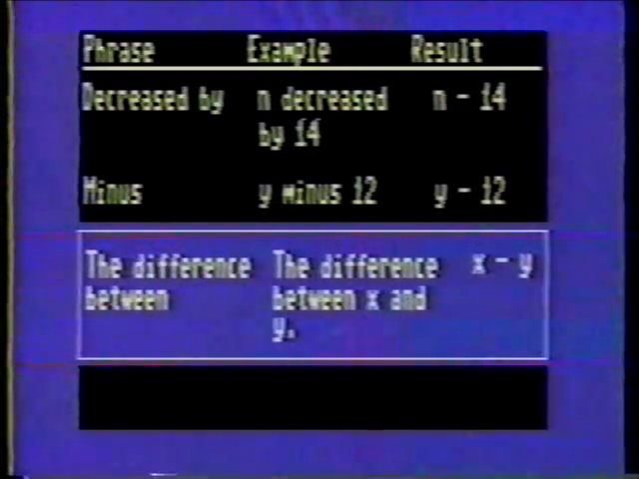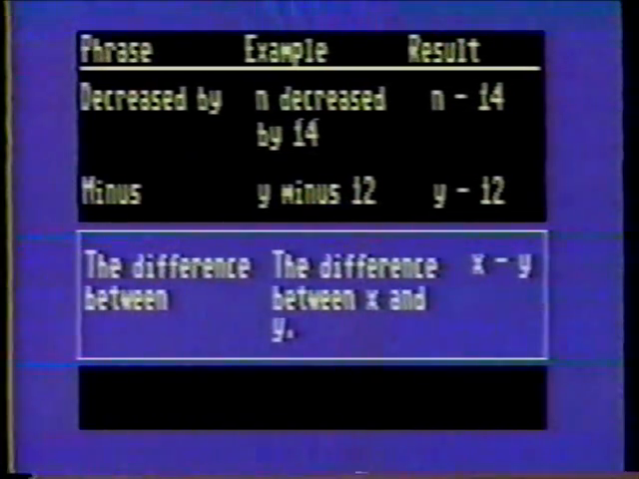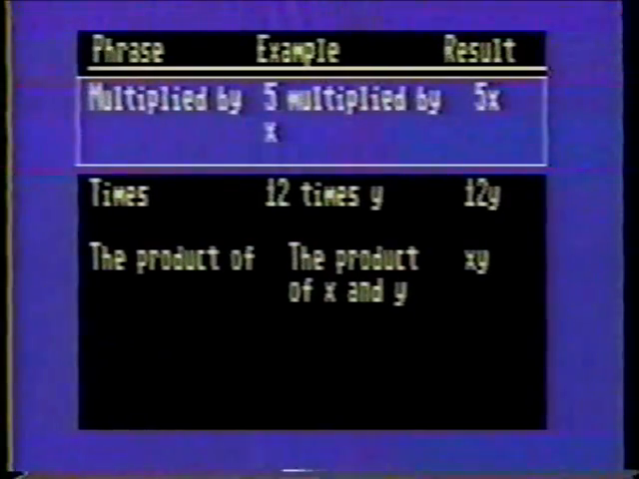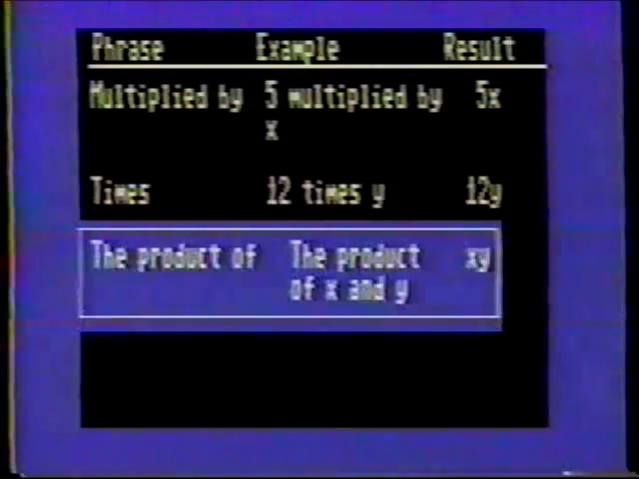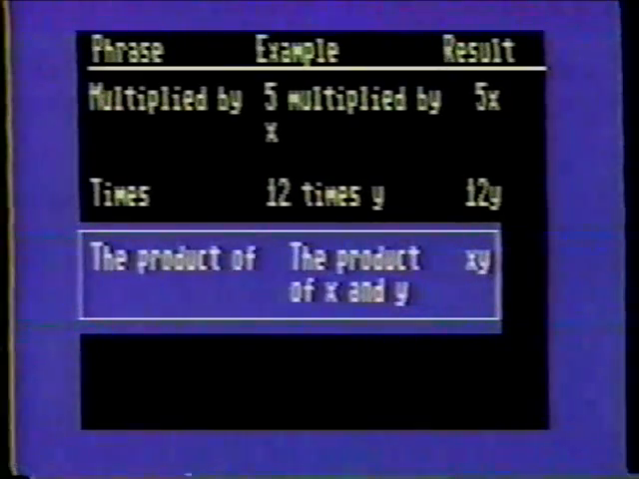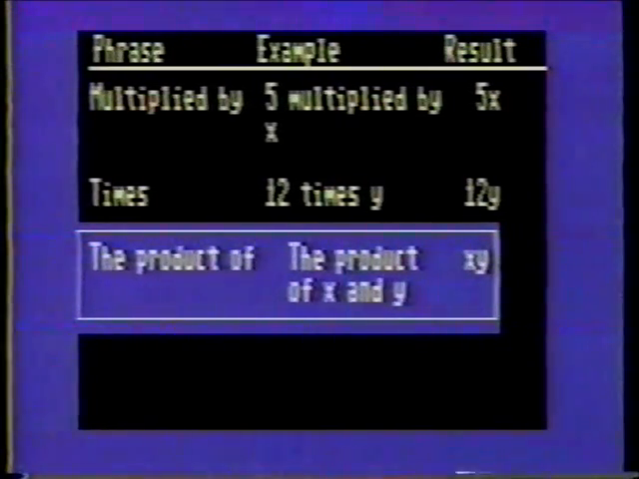The difference between. The difference between x and y means subtract y from x. Multiplied by. 5 multiplied by x means multiply 5 and x. Times. 12 times y means multiply 12 and y. The product of. The product of x and y means multiply x times y.